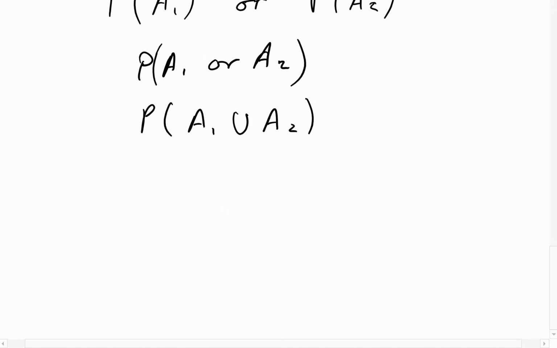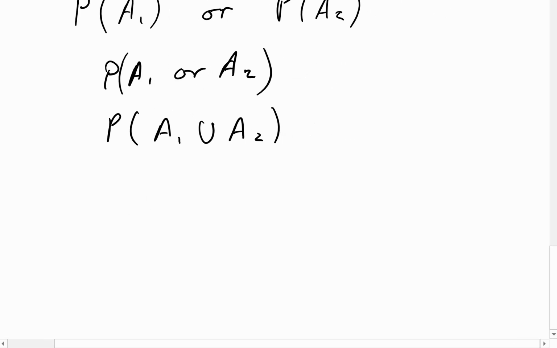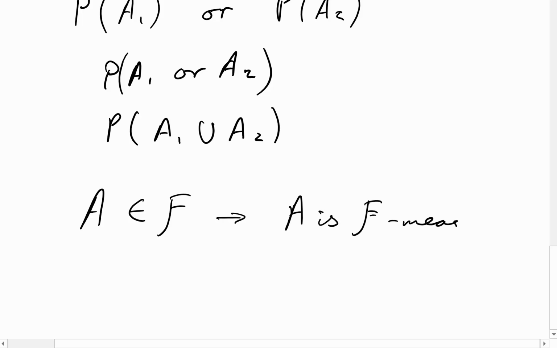Another kind of nice thing. Say if we have an event, let's call it B. Or no, actually let's stick with A. So this is an event which happens, and because A lies within F, any event that lies within F, we can say that A is F measurable. In other words, it can be measured using F. So A is basically F measurable.